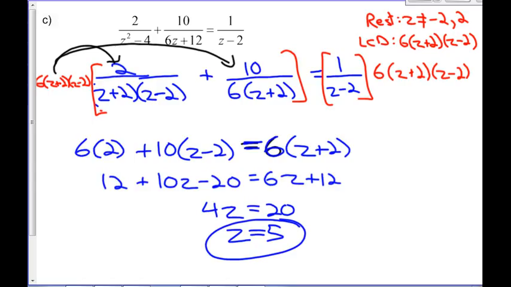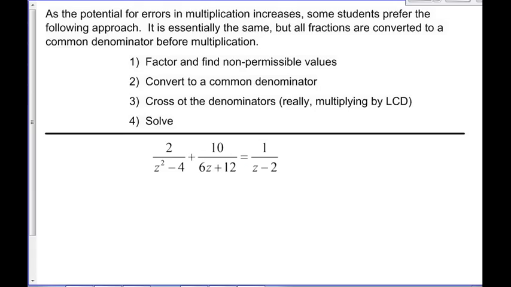If you find that really tricky when we have multiple terms, I'll show you a slightly different approach. It really does the same thing, but it just looks a little different. As the potential for errors in multiplication increases, some students prefer the approach I'm going to show you here. You can do it either way. It's essentially the same, but what we do is we convert all fractions to a common denominator before multiplication. So we do the same things.